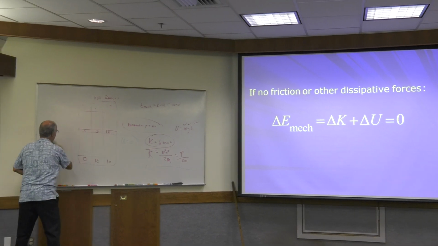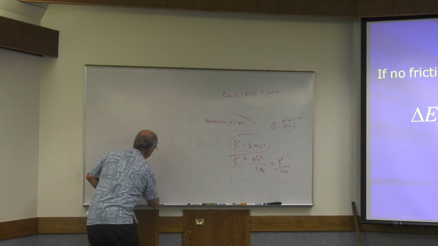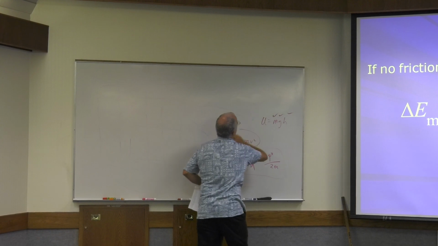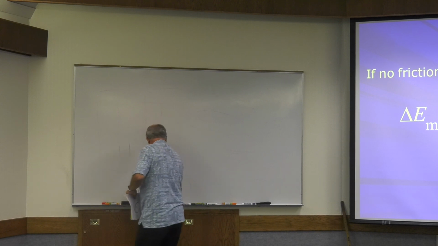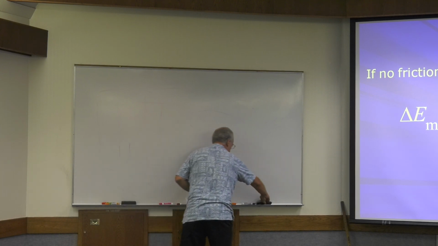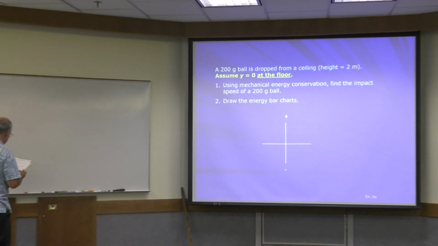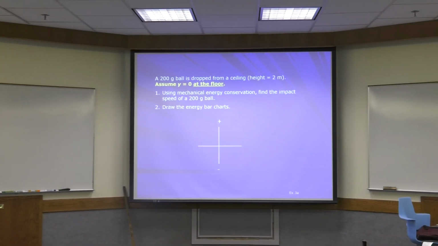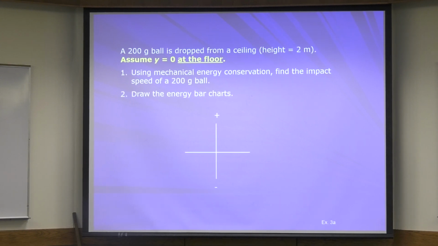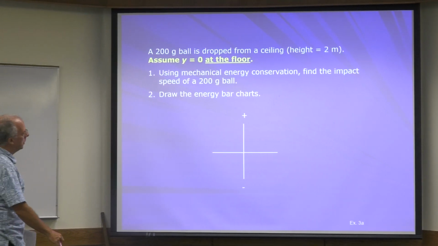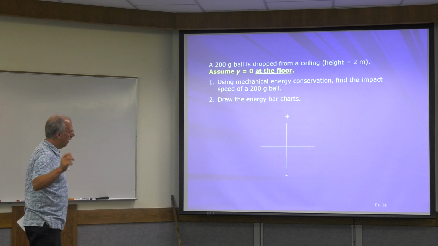So let me erase. Here's the problem. A 200-gram ball is dropped from the ceiling, height 2 meters. Assume y equals 0 at the floor, which is what we usually do. Using mechanical energy conservation, find the impact speed, meaning the speed right before it hits the ground. Then draw the energy bar charts.